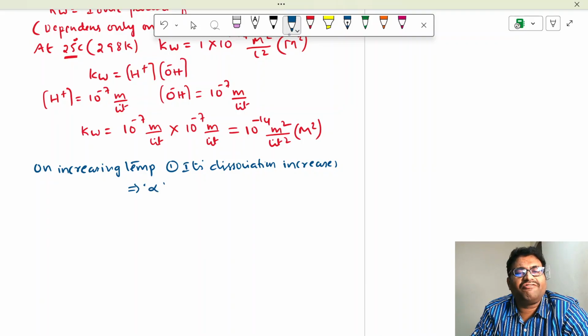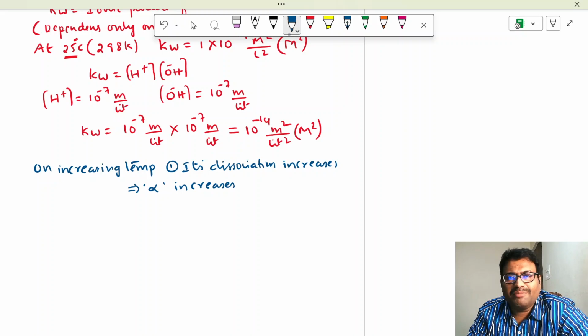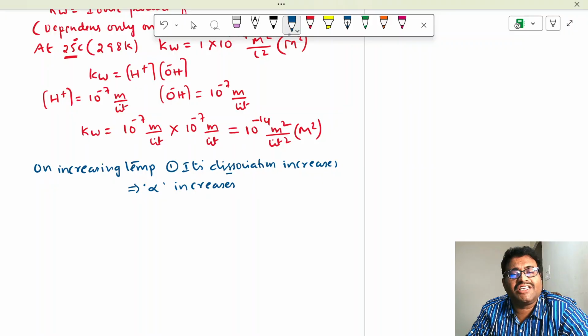Water ionization increasing means the degree of dissociation increases, that means alpha increases. We have just spoken about what is meant by degree of dissociation: alpha. So when you increase temperature, more water molecules convert into H plus and OH minus, which means dissociation is increasing, and alpha is increasing.